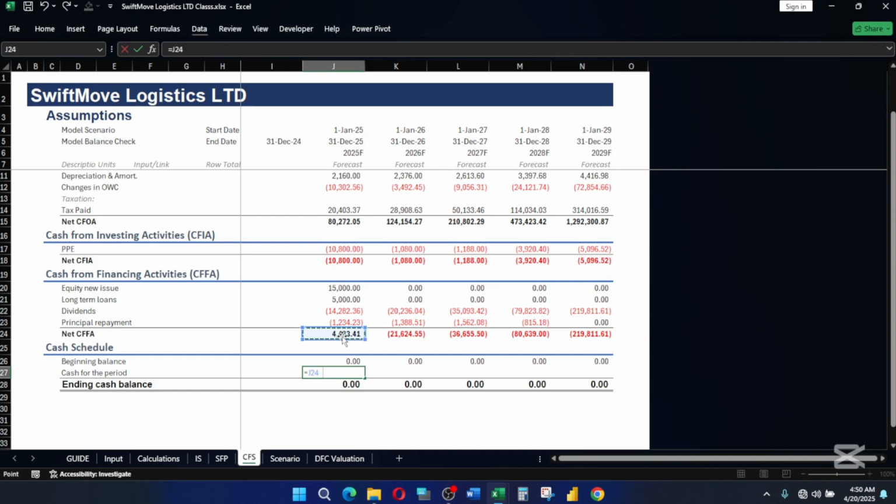This plus this plus this and plus this. That is our net cash flow from operating activities plus our net cash flow from financing plus our net cash flow from investing activities. Then you just press enter. See, this is what we have.